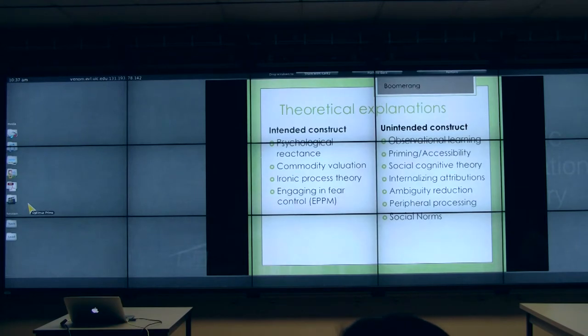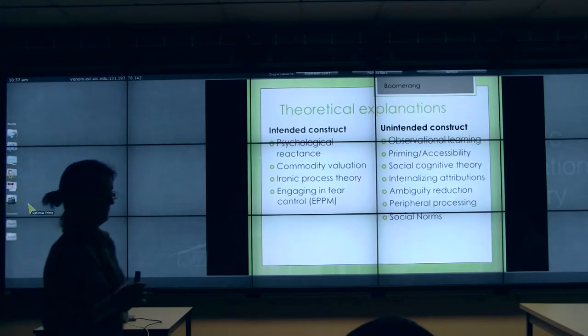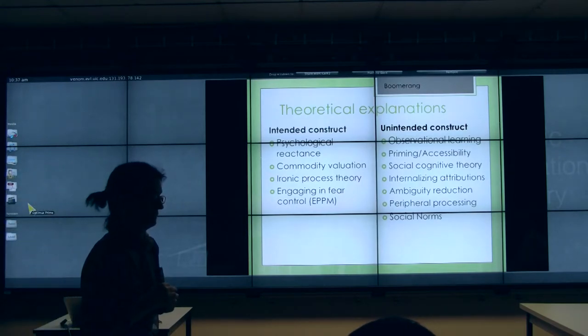So reactance explains some of the behaviors that you do to restore your freedom. This doesn't apply to everything. For example, you couldn't use this kind of advertising for a colonoscopy.